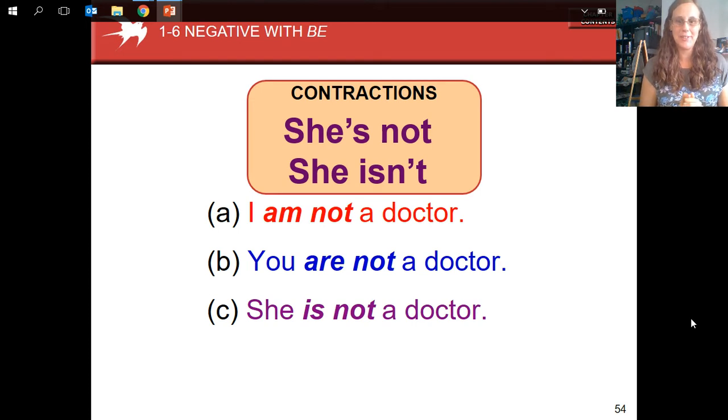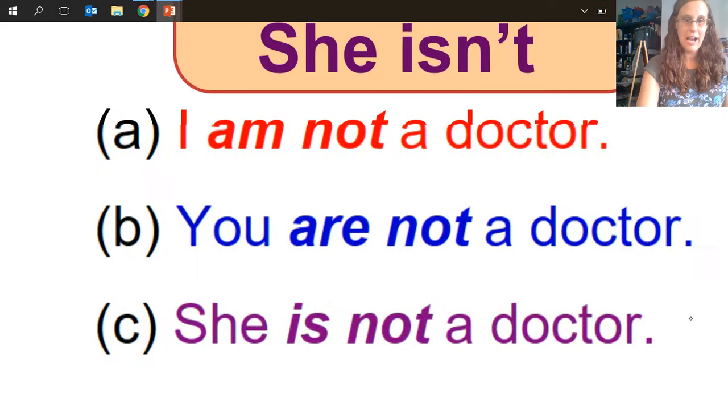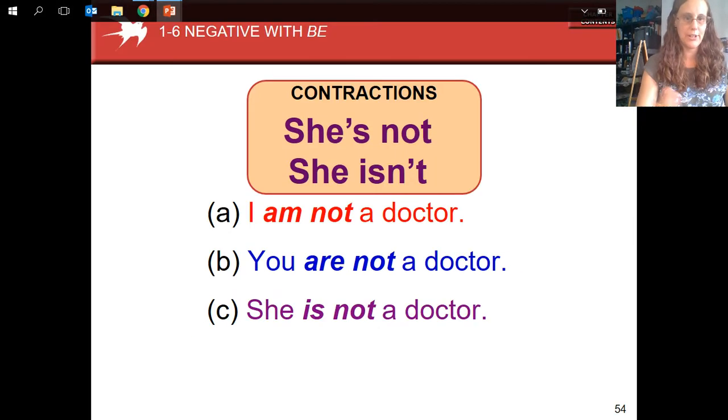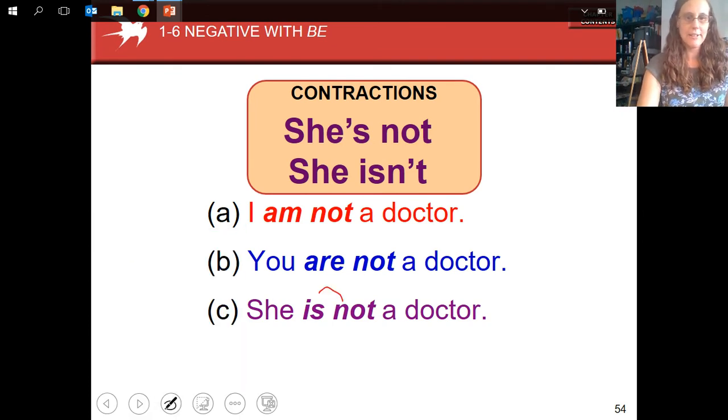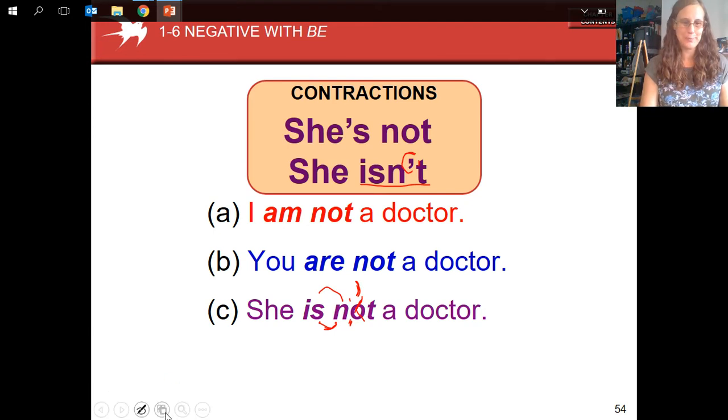She isn't a doctor. So remember, like aren't, I can, oh, sorry, students, I can put the words together, eliminate the O, and add the apostrophe. She isn't, right? She isn't a doctor. Isn't. So pronunciation, isn't. She isn't a doctor. Okay.